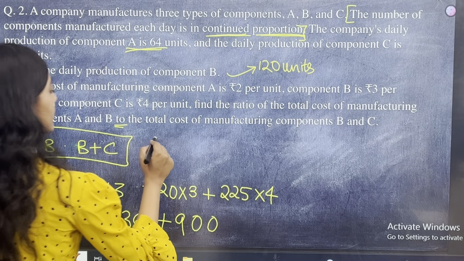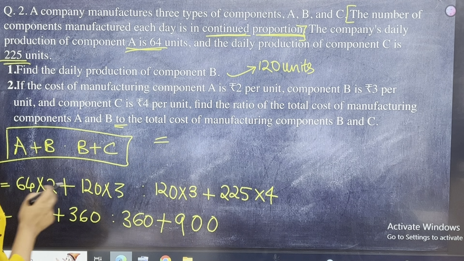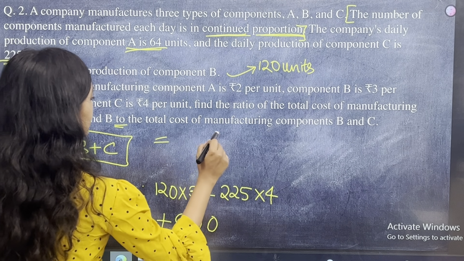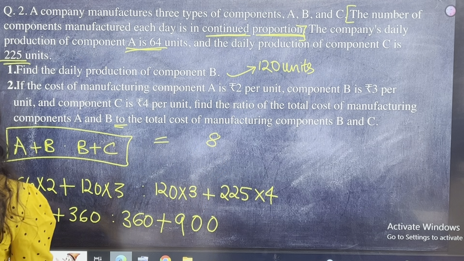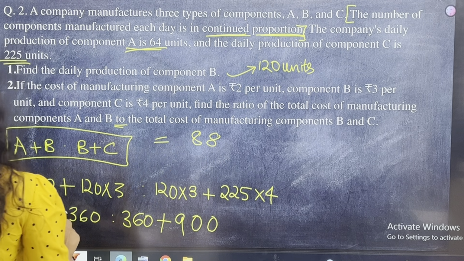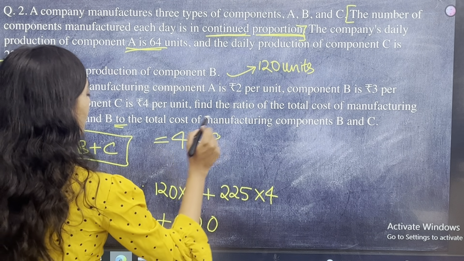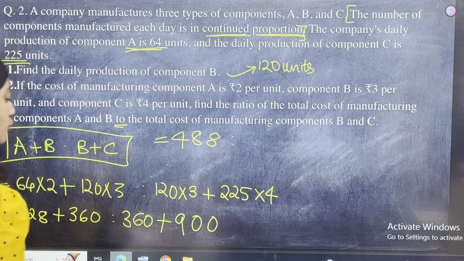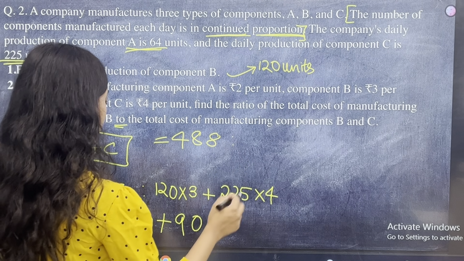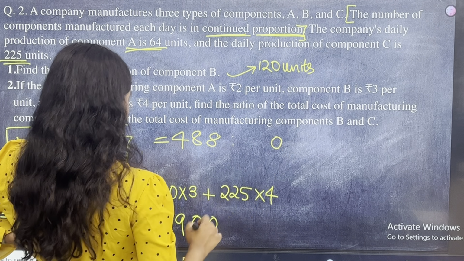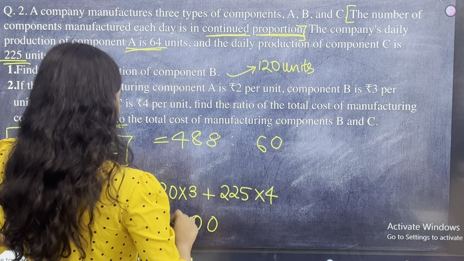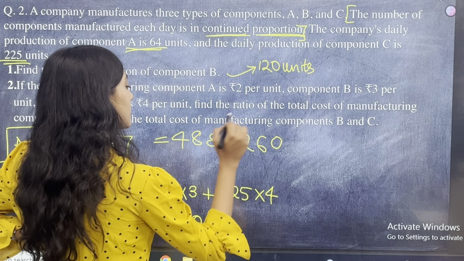So I will continue it here. It is equal to 128 plus 360. 8 plus 0 is 8. 6 plus 2 is 8. 3 plus 1 is 4. 488 is to 360 plus 900. 0 plus 0 is 0. 0 plus 6 is 6. 9 plus 3 is 12.